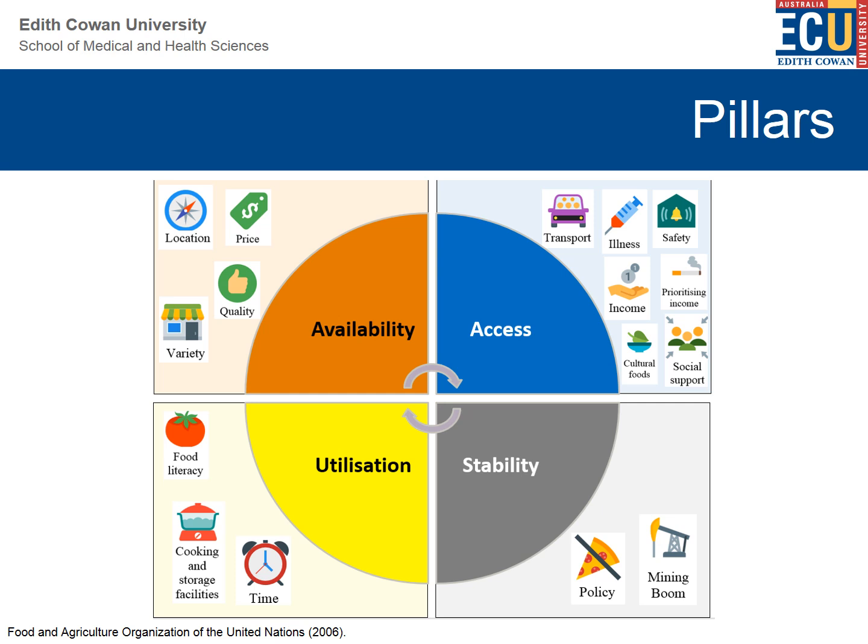For this presentation, we'll be looking at determinants that fit into 3 of the 4 pillars: access, availability, and utilization. We won't be touching on the stability pillar until the very end of the presentation when we talk about some implications for practice.